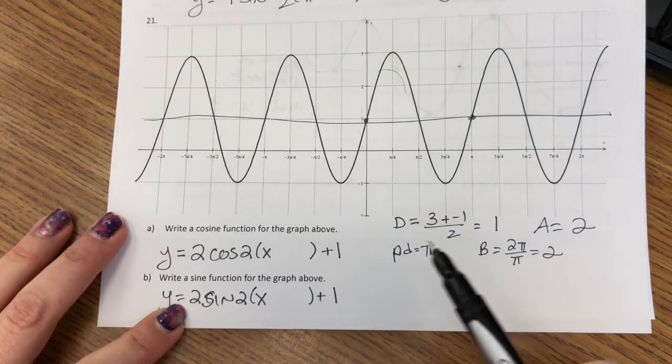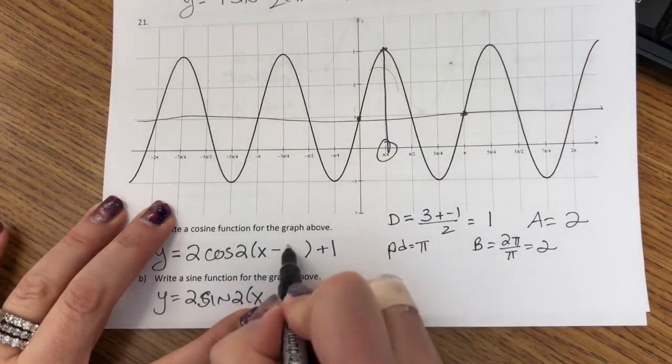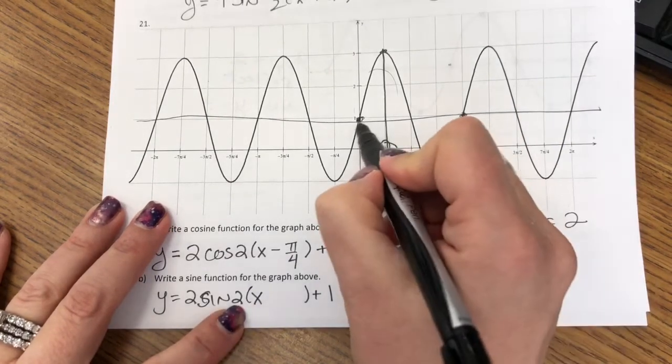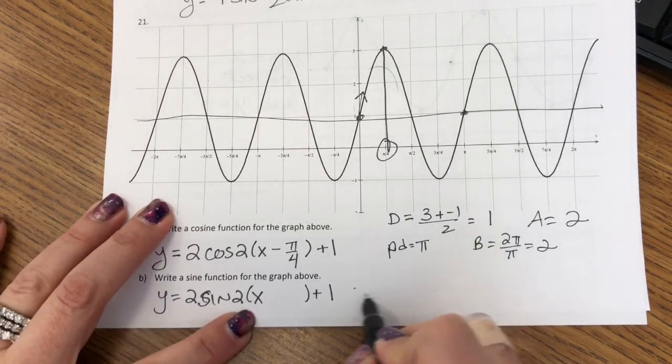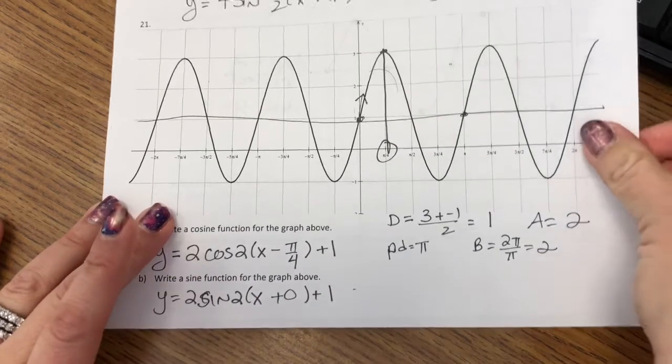Okay, so figuring out the starting values. Cosine is at a max, so that's to the right pi over 4. You could have picked any maximum and translated left or right. Sine starts in the middle, goes up, so there's no horizontal shift. So you could write +0, or you could just leave it as x, and then plus 1.